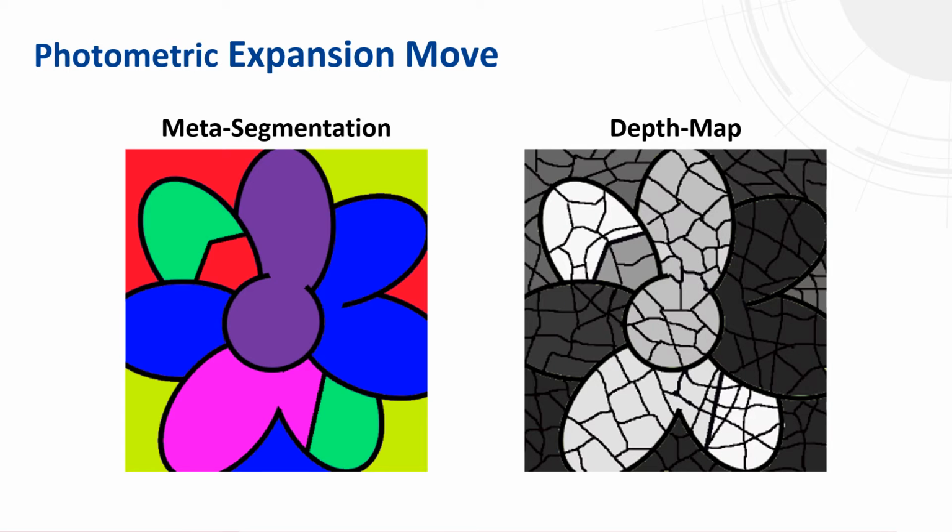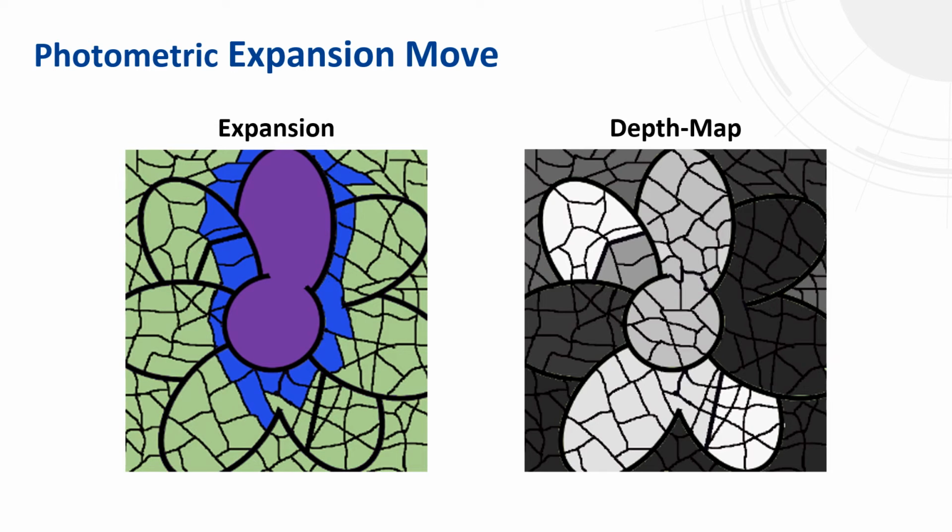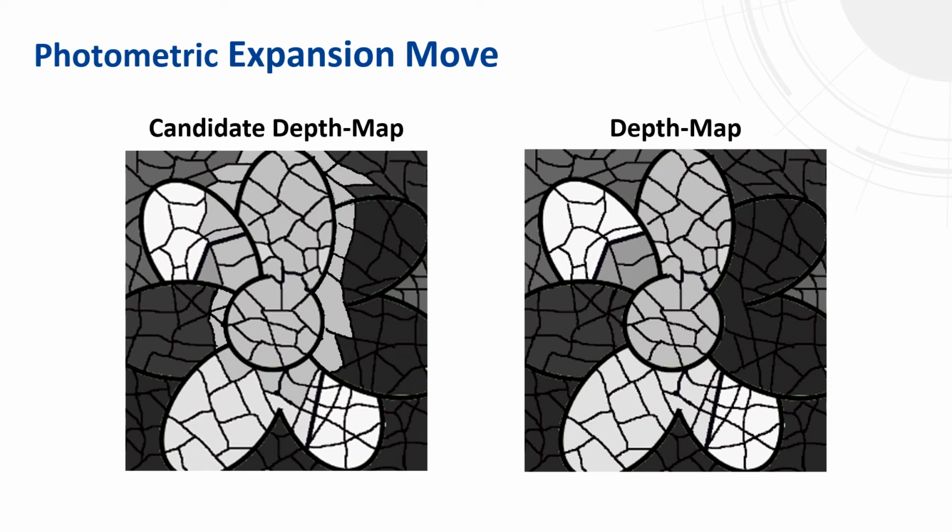In each step, we pick one meta-segment together with its wandering neighborhood. Under the assumption that this region represents a continuous surface, we use photometric stereo to generate a candidate depth map for the region.